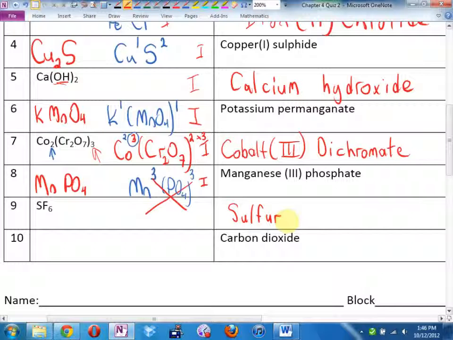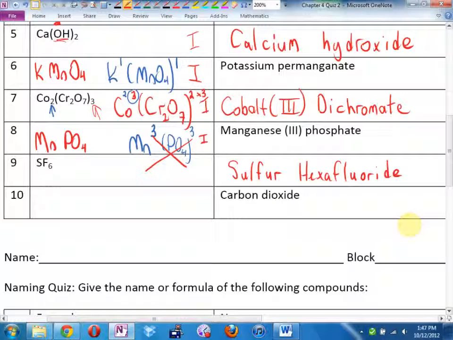Robin, how many F's are there? 6. What's the prefix for 6? Hexa. Hexafluoride. Half mark for the sulfur, spelled PH or F. Half mark for the hexafluoride. In fact, I'm not too fussy on spelling as long as you have a hexa and a fluoride. The last one.